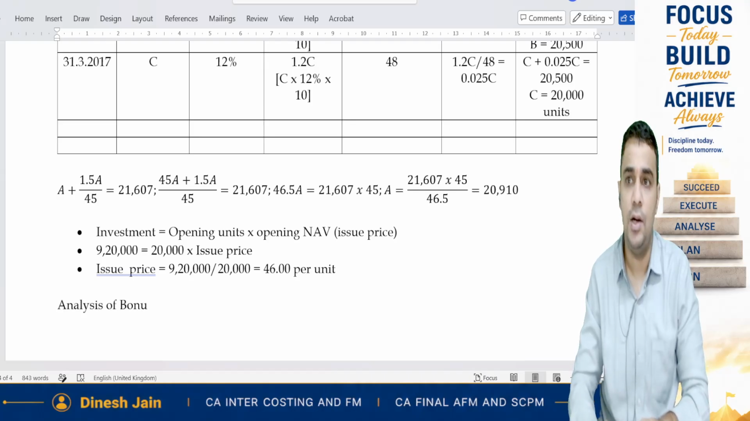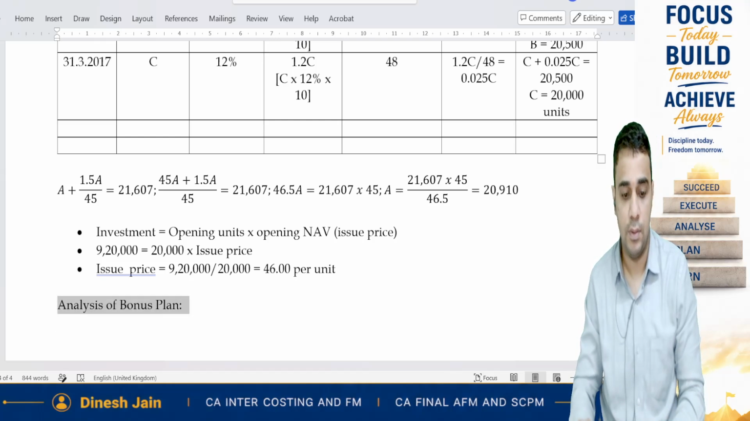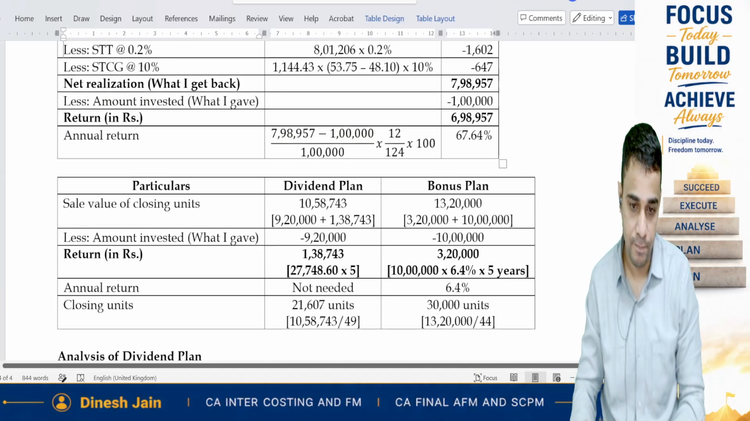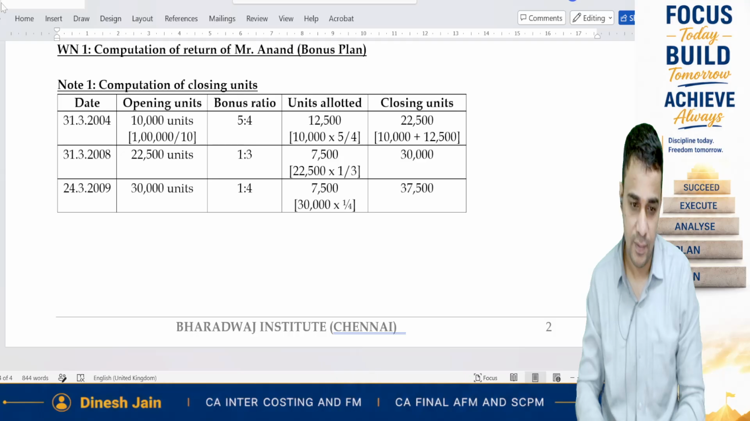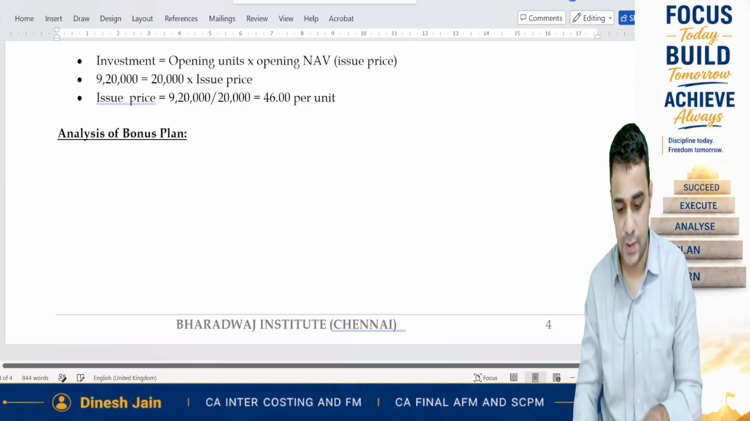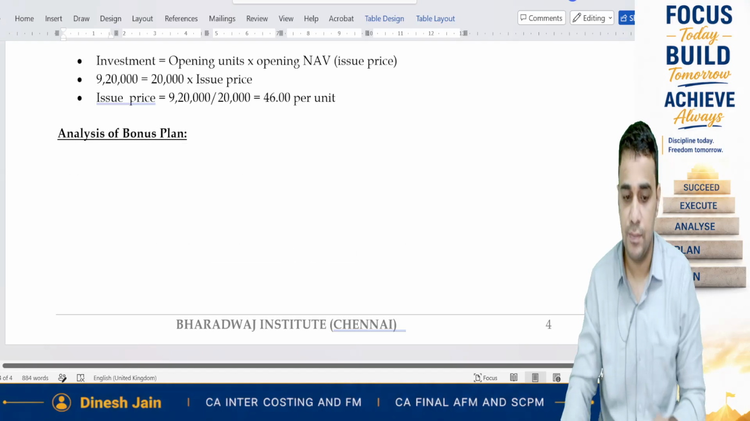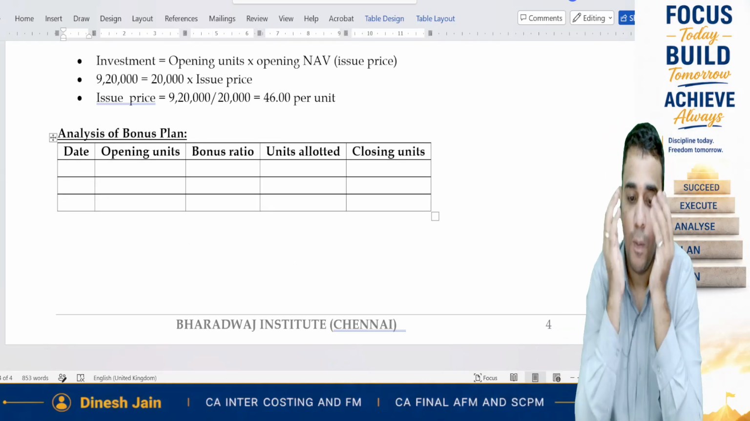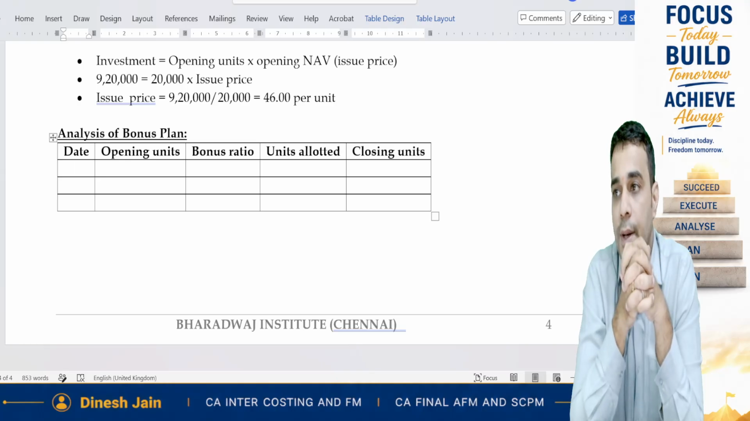Everyone done? Anyone still doing it? Can we proceed? Bonus plan. I am copying the same format: opening units, bonus ratio, units allotted, closing units.